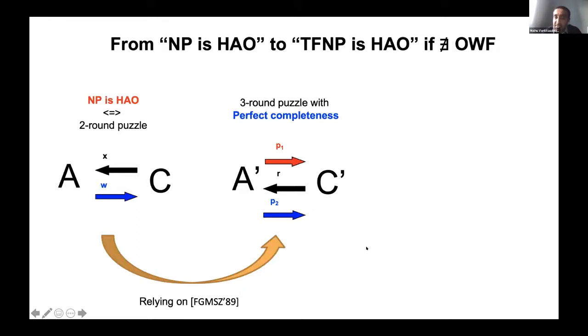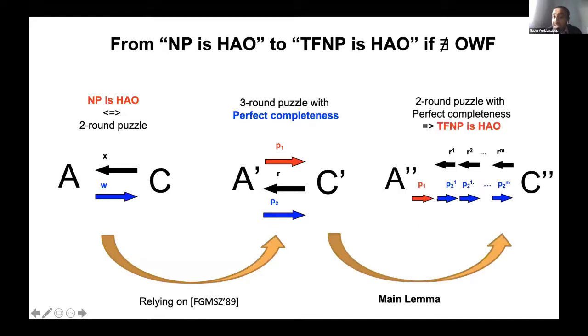Now, from a three-round puzzle with perfect completeness, we apply the main lemma of round reduction to get a two-round puzzle with perfect completeness. And this, we show, implies average case hardness of TFNP. And the second reduction holds only if one-way functions don't exist.